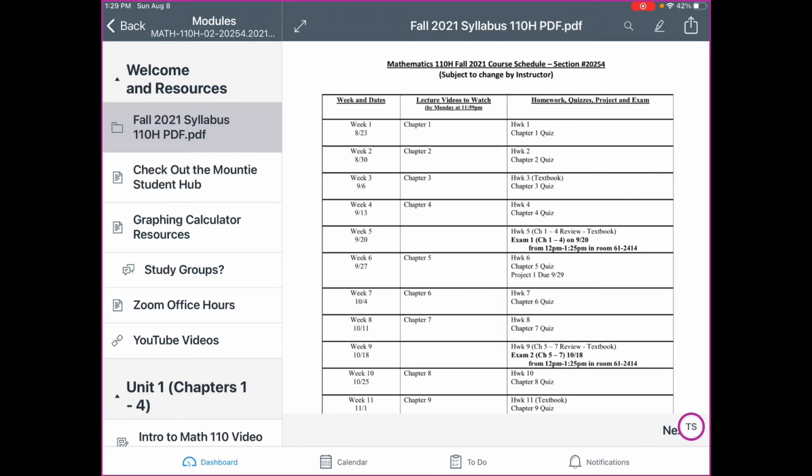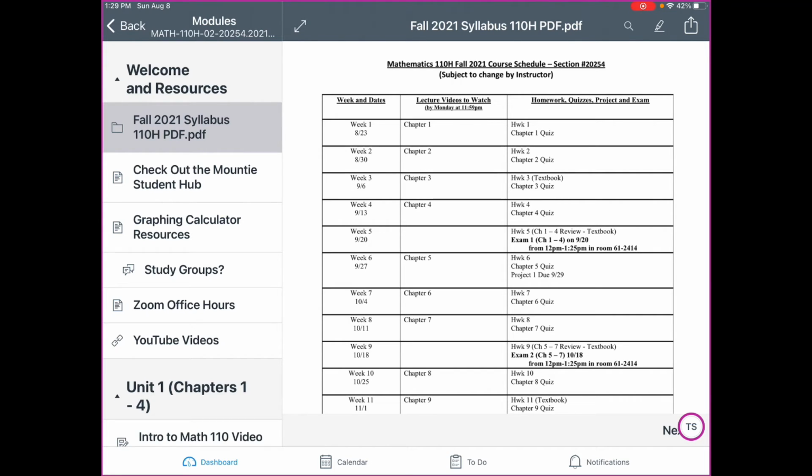And then the next page is going to be our course schedule, which has everything listed out, and things can change. You will see what is covered, and it's the lecture videos to watch. So you can see week 1 is going to be chapter 1 material, so you're going to watch the lecture videos by Monday at 11:59 p.m.